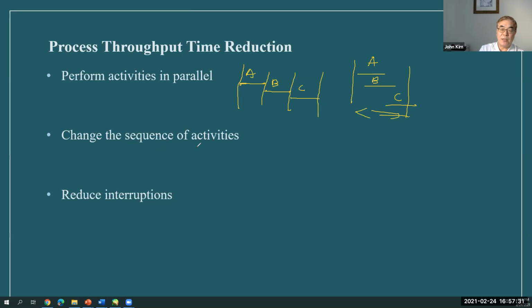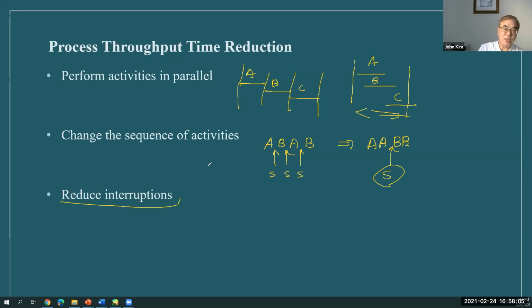Change the sequence of activities. If type A comes, B comes, A comes, B comes like this, then between different types of the product we need a setup time, setup time, setup time. But if we change the sequence like A, A, B, B, then we only need one setup time. So we can reduce time, and then reduce interruptions.